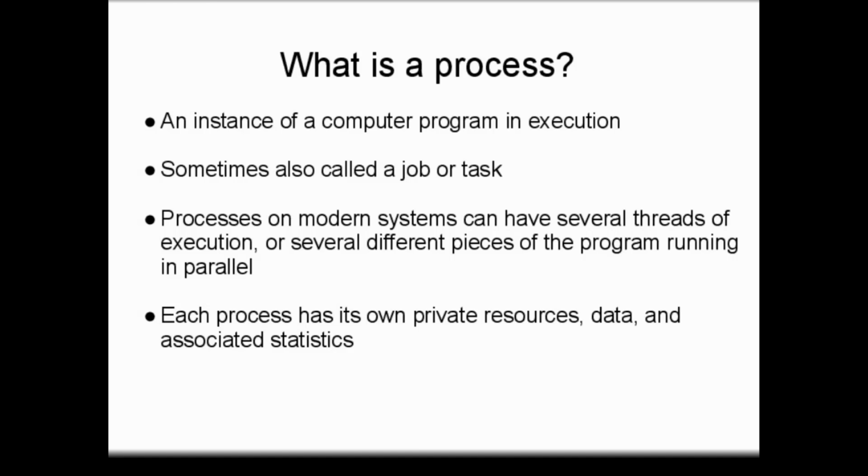On a modern system, a process consists of one or more threads of execution. In other words, a process can execute one instruction at a time, or it can execute several instructions at the same time on the CPU. Each process on the system receives its own private allocation of resources. Each process also has access to its own data, and the operating system maintains statistics about each process in order to make effective scheduling decisions.